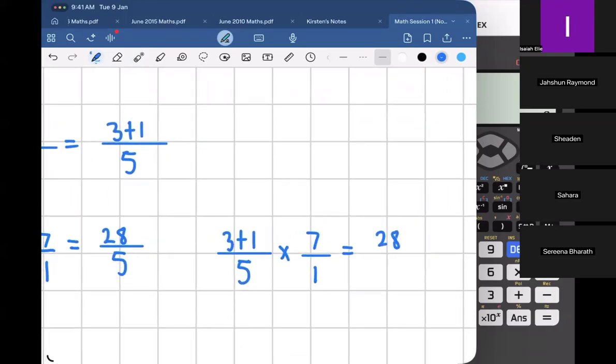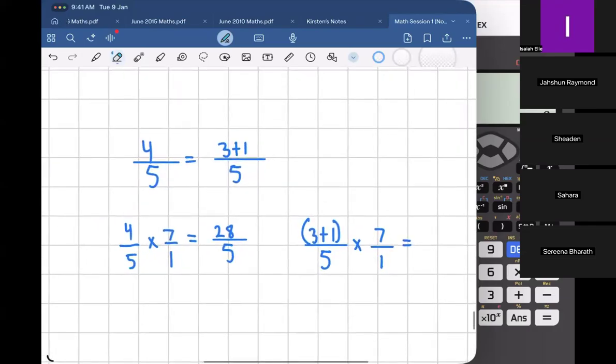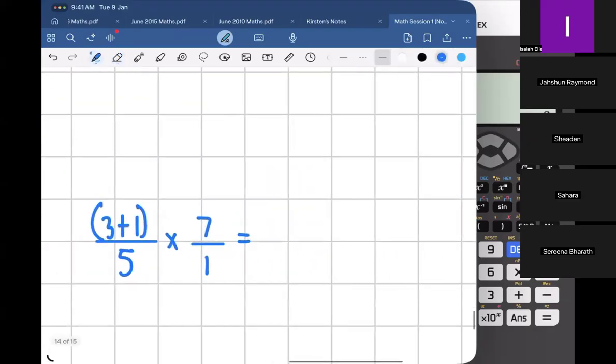28 over 5. Okay, if I'm following your logic, look at what's going to happen. So you're telling me to multiply the 3 alone by 7, right? What are we going to end up with? If I only multiply the 3 by 7, what am I going to end up with? 21, right? So Serena, do you understand why you actually need to put this entire thing in brackets? Yes, sir. Because that entire thing actually represents what number? That 3 plus 1 actually represents what number? 4. 4, right?